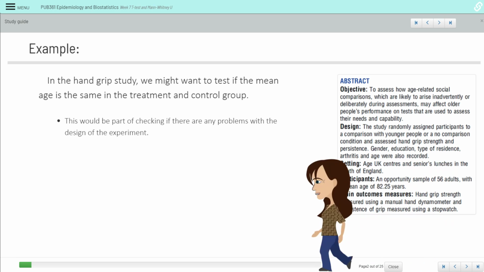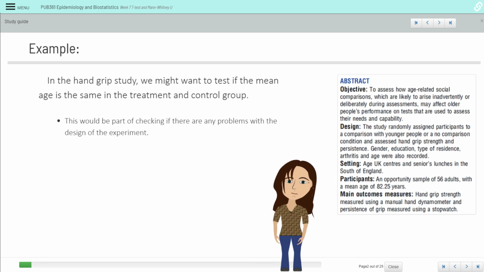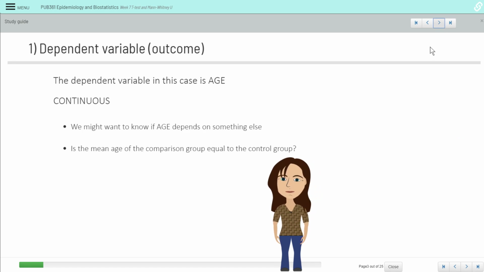You can quickly pause and refresh your memory on that study if you haven't watched the first video, or if you've had a bit of a break.